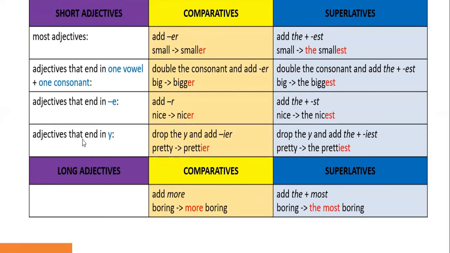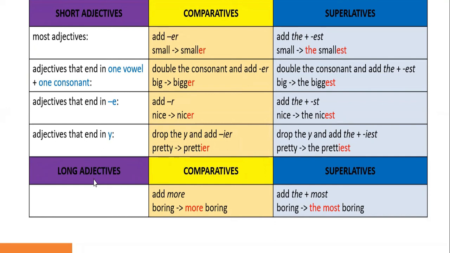Now, when the adjectives end in Y, we have to drop the Y, we have to eliminate the Y and add IER, pretty, prettier. And to make the superlative, we drop the Y, we eliminate or omit the Y and add IEST, pretty, the prettiest.